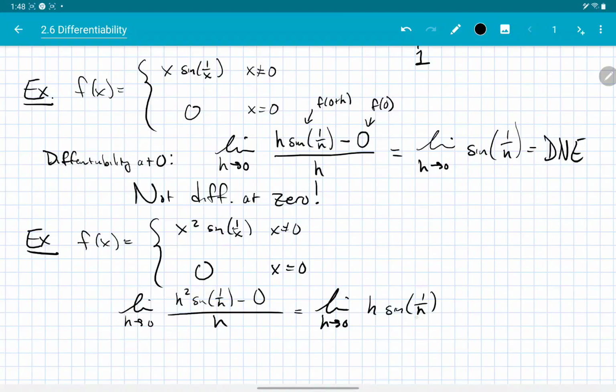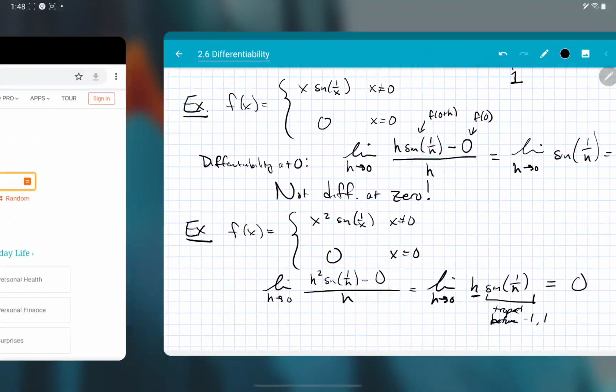The sine 1 over h thing oscillates like crazy, but this sine 1 over h is trapped between -1 and 1. And that h goes to 0. By the sandwich theorem, we would get that this limit is equal to 0. And so the derivative does exist. So let's look at some graphs of these functions and see what's going on here.